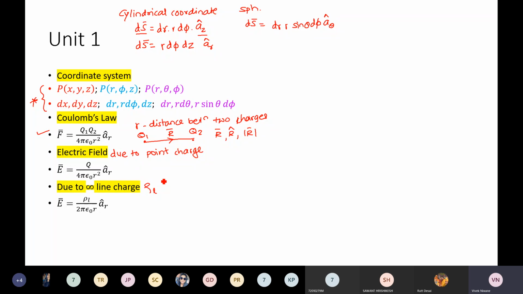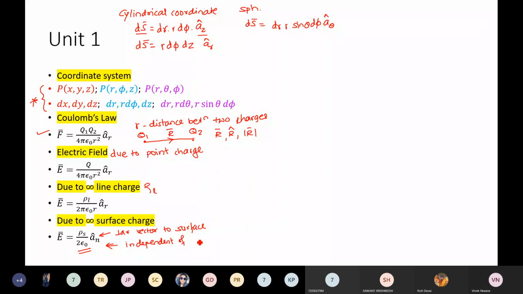Then we have the next derivation, electric field due to infinite surface charge. The infinite line charge and the infinite surface charge are not practical charges, but still they help a lot to do the analysis. Then we have the expression for E bar due to infinite surface charge as E bar is equal to rho s upon 2 epsilon 0 a n cap. A n cap is a perpendicular vector to the surface. Okay, and you can observe over here that this expression is independent of distance.